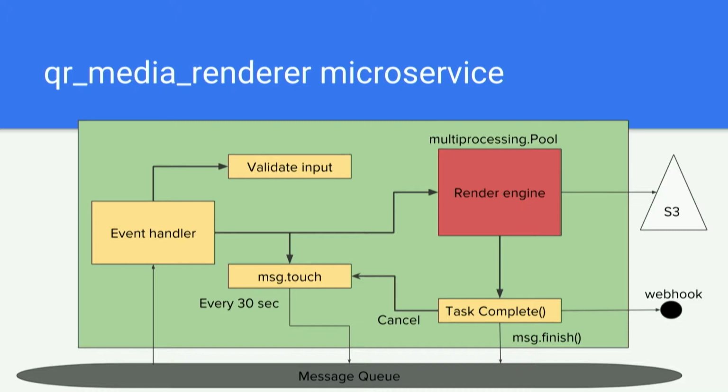But running in a separate process launched at the startup of the payload receipt was the rendering engine. When that finished rendering the video, it would write it to S3. It would indicate completion. That would send the message back to the message queue, and also make a call to the webhook to let the caller know that the job has been finished.